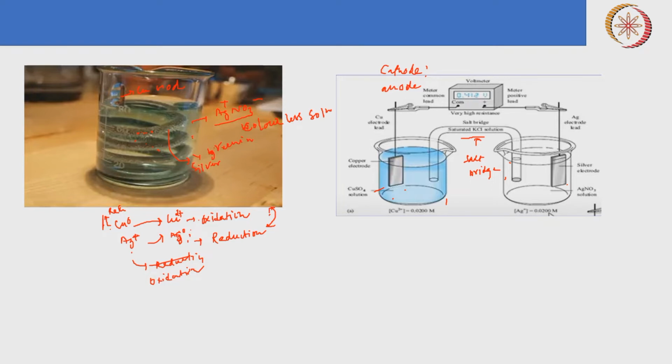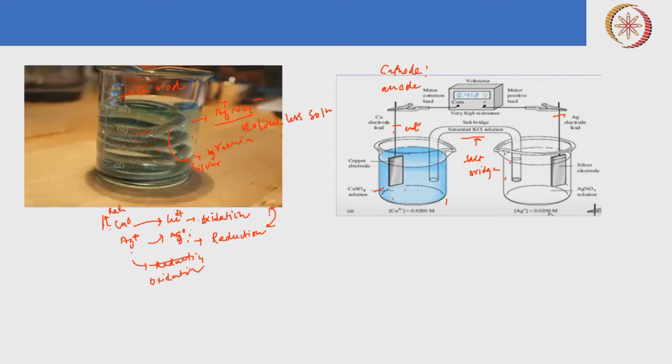Now we have separated these two processes into two different beakers, and we will dip two different metals. In the copper sulfate solution you dip a copper rod, and in the silver nitrate solution you dip a silver rod. So what will happen?